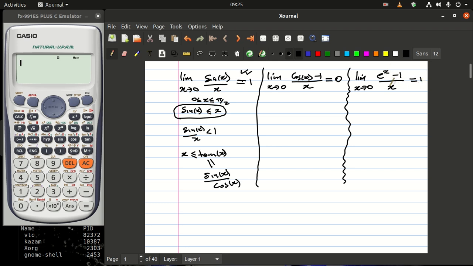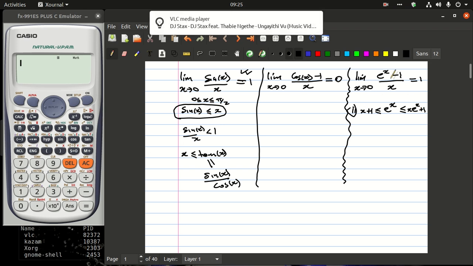And to prove this limit, what we said is that you can use the inequality that e to the power x is always less than or equal to x times e to the power x plus 1. So that was the first thing that we covered: if you have this function, this is always going to be bigger than that, and this is always going to be bigger than or equal to x plus 1.